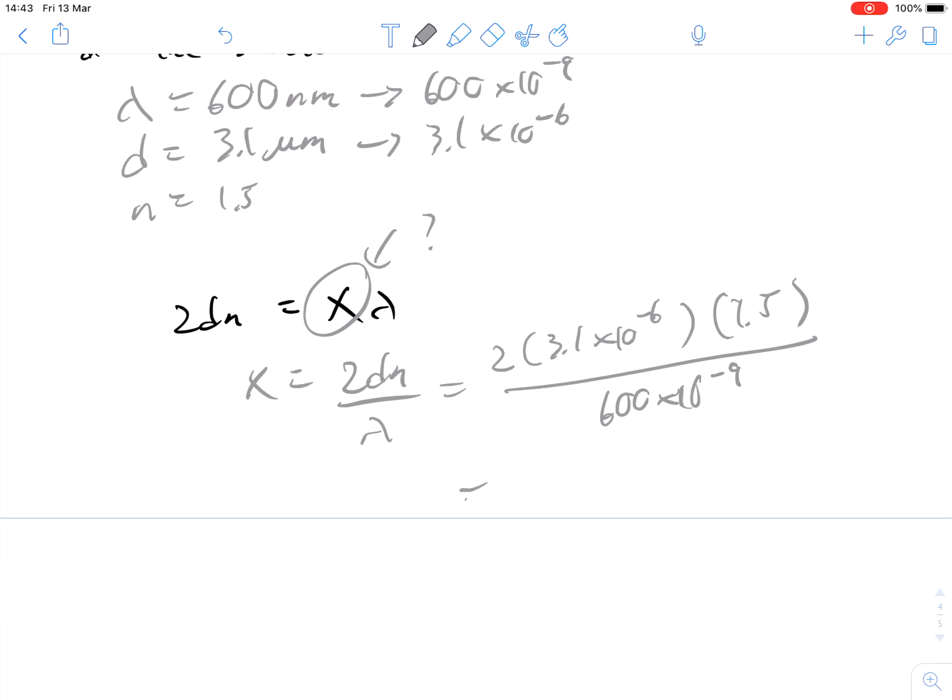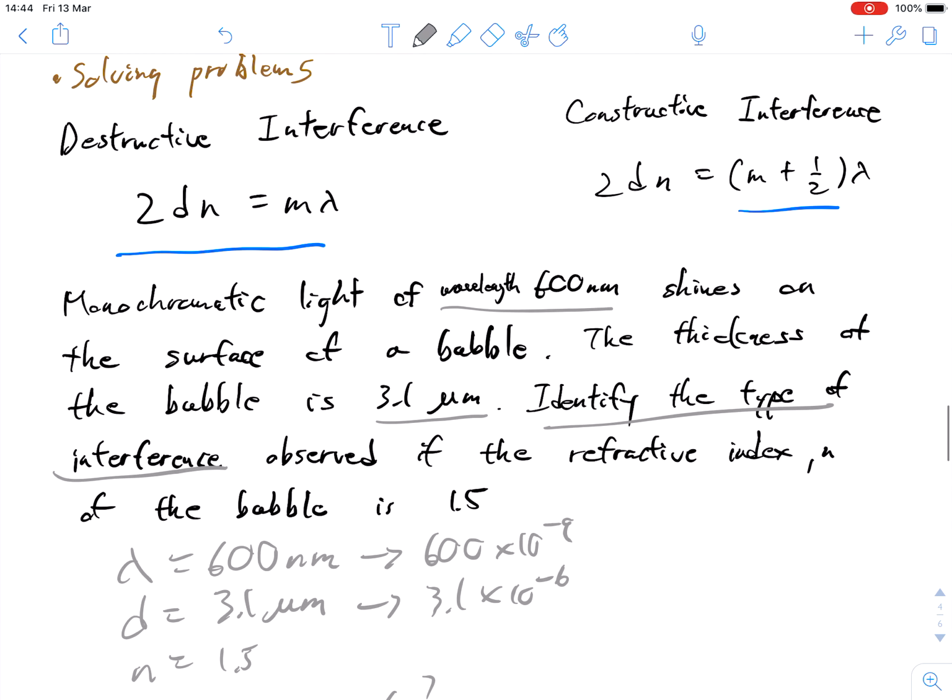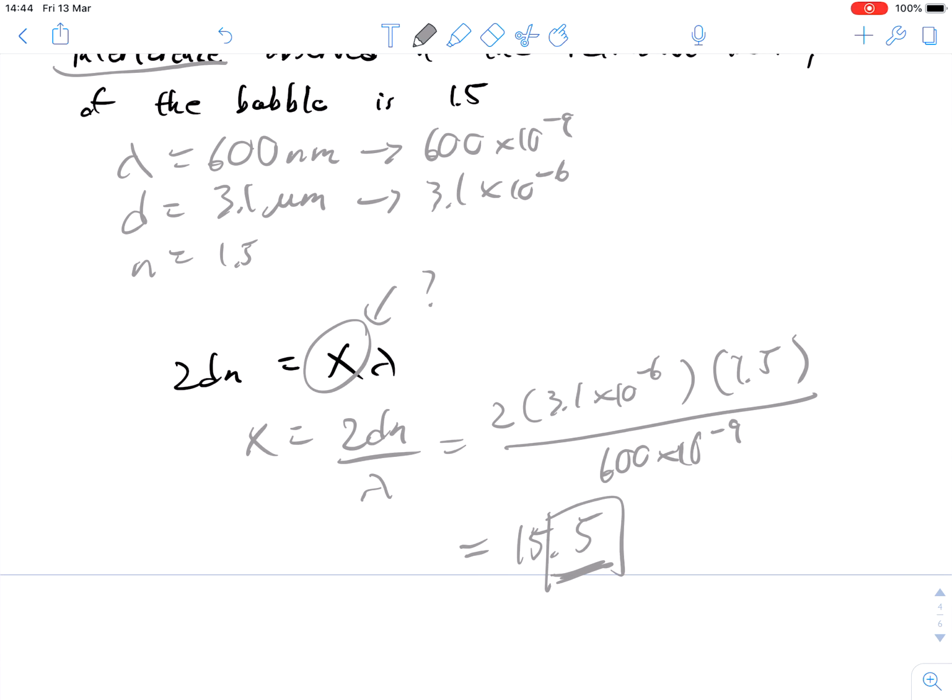Okay, so once we get all of that, let me just do a quick computation. 2 times 3.1 times 1.5, and we're going to divide by 600 times 10 to the power of negative 9. And so that's going to give us 15.5. Okay, and so when you see 0.5, and you look back up on our little chart there, that's going to be constructive interference because of that 0.5.